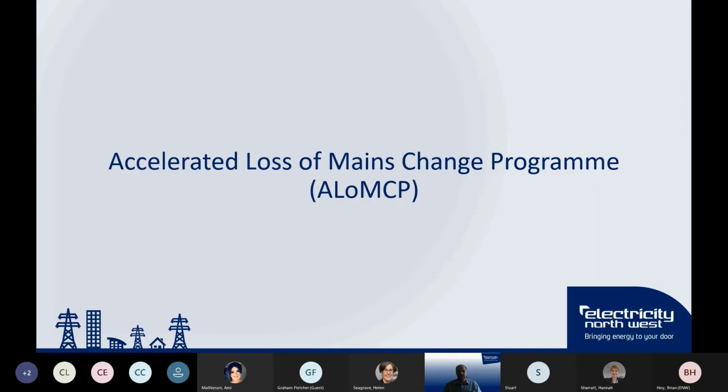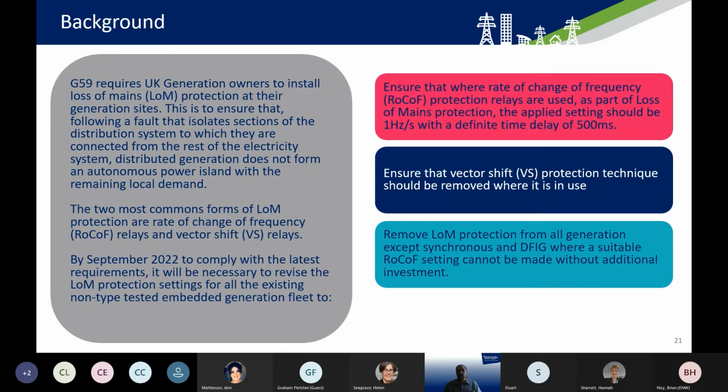And the final topic that I'm going to talk to you about is our accelerated loss of mains change programme. Any generators that were connected pre February 2018 under G59, there's currently a programme of work to go around and look to see if the loss of mains protection settings that were installed contained either RoCoF or vector shift, and if they did, then the settings need to be updated to the current G59 settings, which removes vector shift completely, and changes the RoCoF setting to 1 Hertz per second with a 500 millisecond time delay.